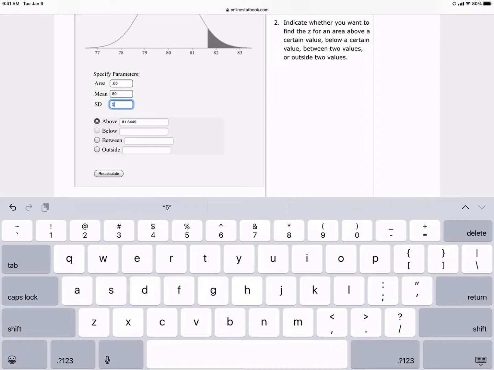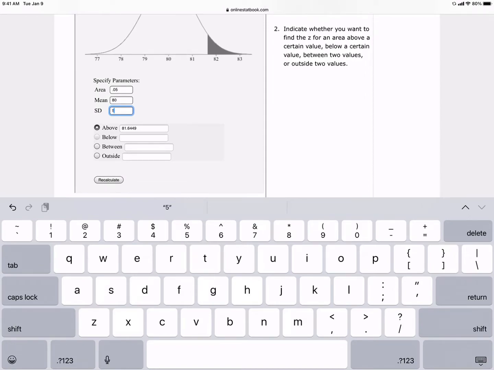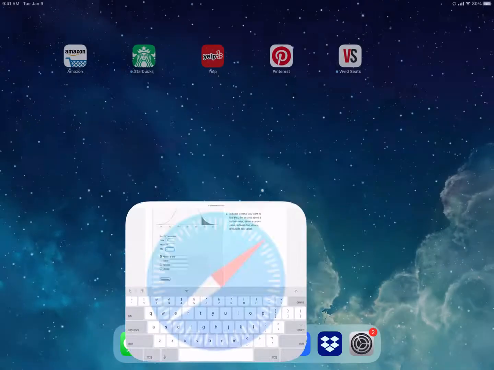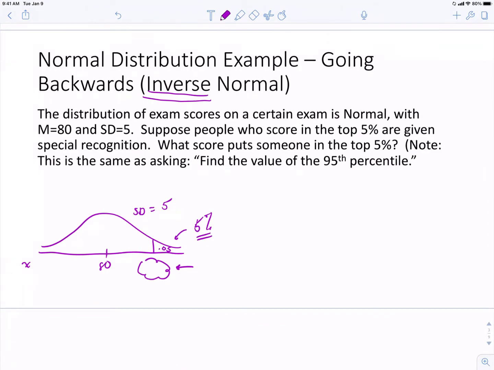And we can see that it's already been calculated for us. That score is 81.6. So let's go ahead and record that. So this comes out to be 81.6. Now, we know that on an exam, you can't score 0.6 of a point, so probably we would answer this about 82 points.